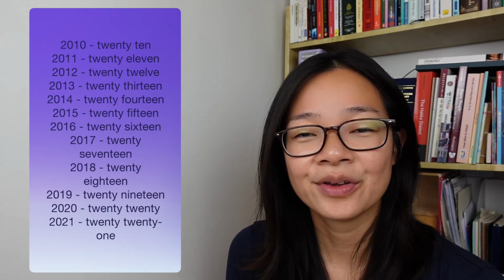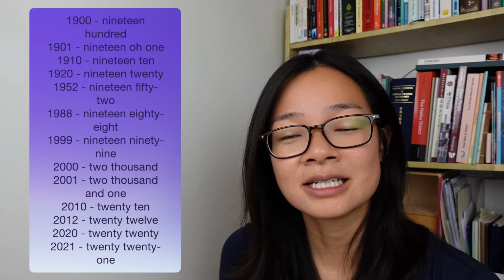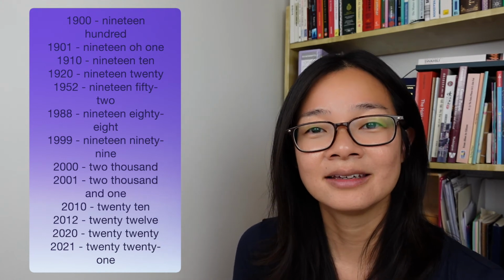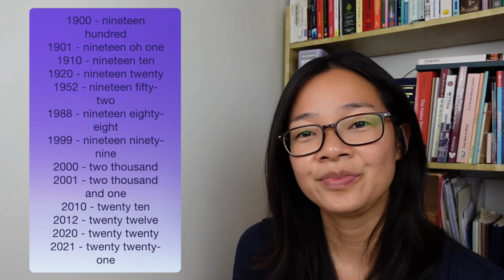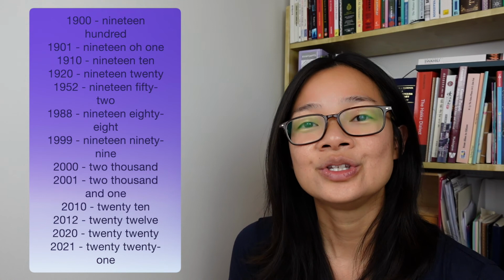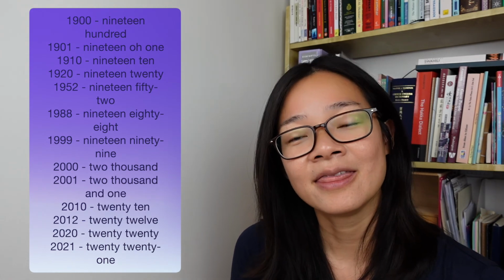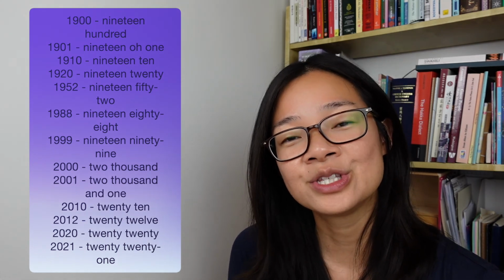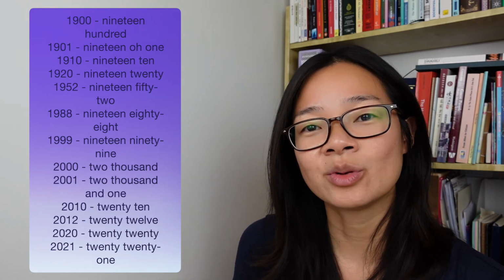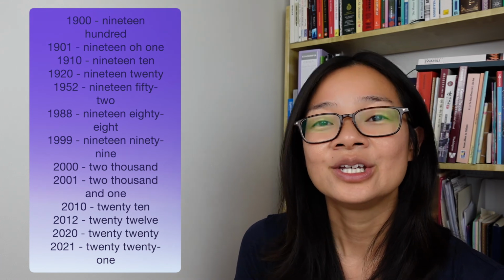So just to recap, the years are nineteen hundred, nineteen oh one to nineteen oh nine, nineteen ten, nineteen twenty, nineteen fifty-two, nineteen eighty-eight, nineteen ninety-nine, two thousand, two thousand and one to two thousand and nine, and then from the next year onwards, we can either say two thousand and ten, or to make it quicker, we can say twenty ten, twenty twelve, twenty twenty, twenty twenty-one.